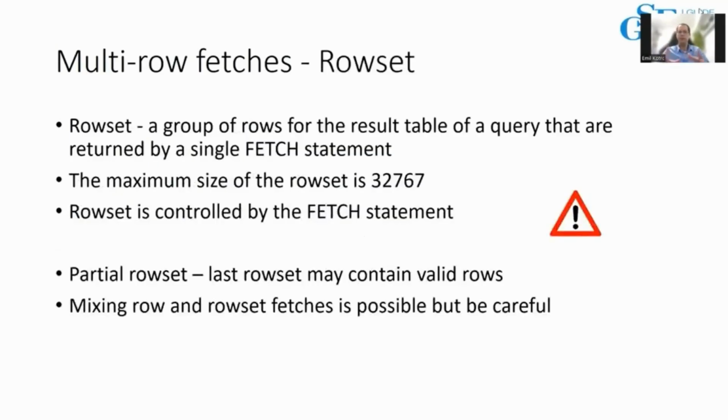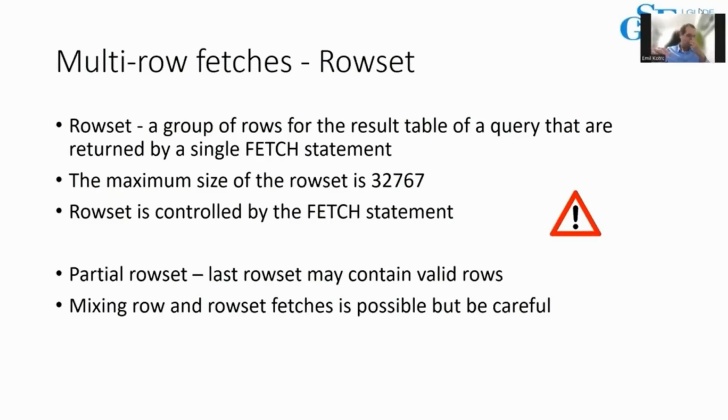So what is actually this row set? A row set is a group of rows from the result set that are returned by a single fetch statement. So it's not the result set itself, it's a subset of the result set. The maximum size is the same as for multi-row insert, so it's 32K. And the row set is controlled by the fetch statement, so we'll show you an example.